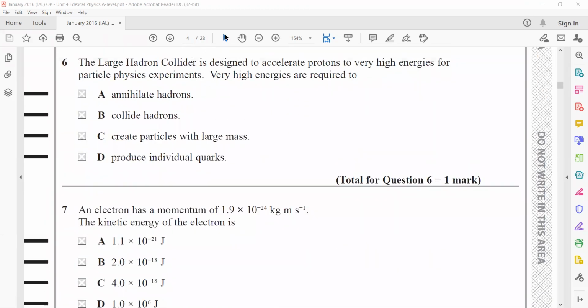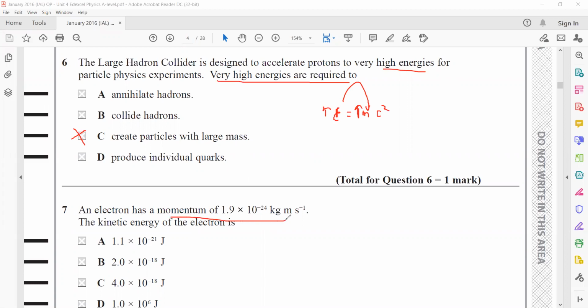The Large Hadron Collider is designed to accelerate protons to very high energies in particle physics experiments. Why are very high energies required? Because we use the concept that energy changes into mass. If more energy is there, it will create heavy or massive particles. So it is there to create a particle with a large mass.